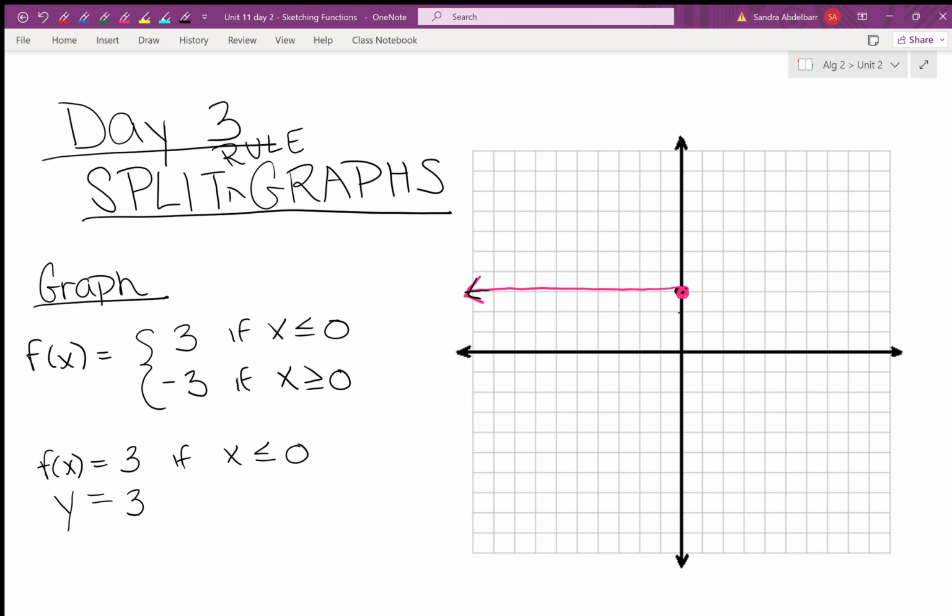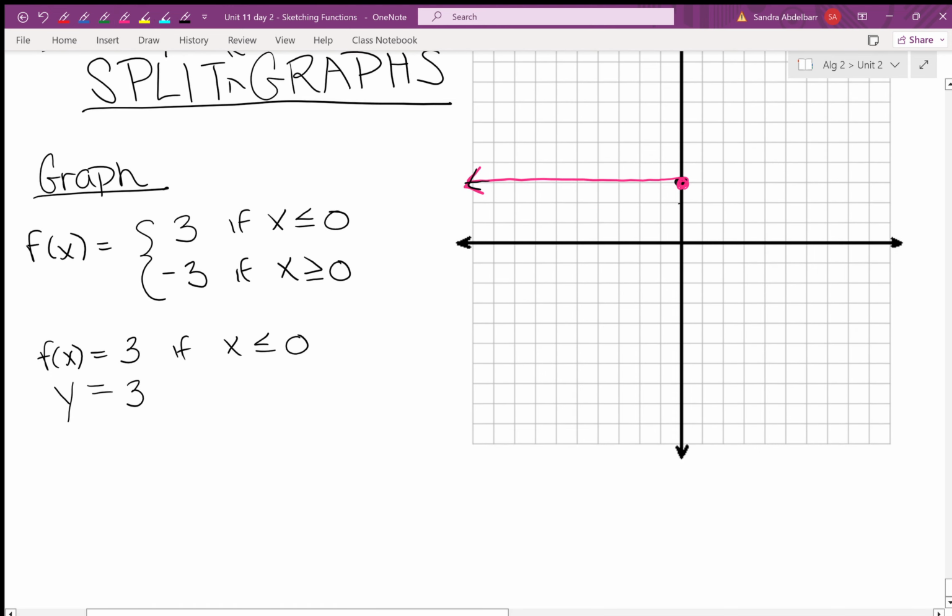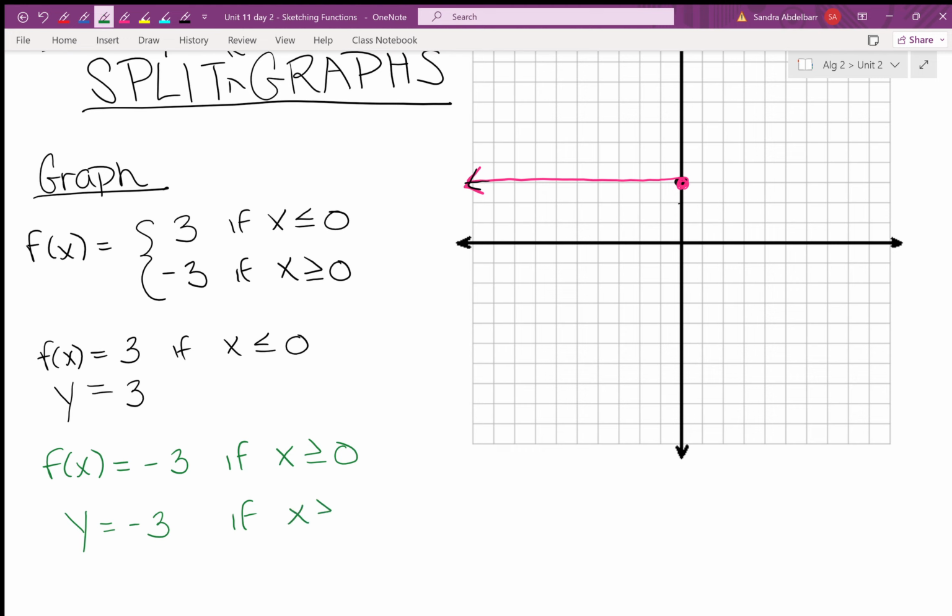Okay. So the next part is saying, well, now we're going to have f of x is equal to negative 3 if x is greater than or equal to 0. Well, remember, f of x is interchangeable with y. So y equals negative 3 if x is greater than or equal to 0. Once again, y equals a number. What kind of graph is that? That is a horizontal line at y equals negative 3. 1, 2, 3. So it would pretty much look like this green line.